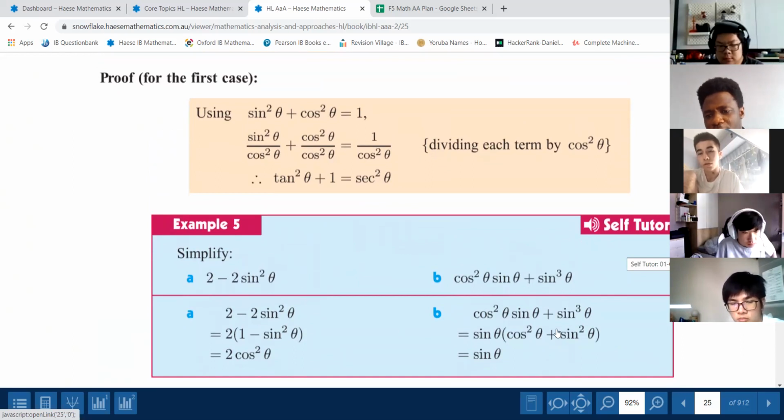Cos squared plus sine squared is one. That is the first trigonometric Pythagorean identity. So when you factorize, you can see that this leads to one. And sine times one is just sine.